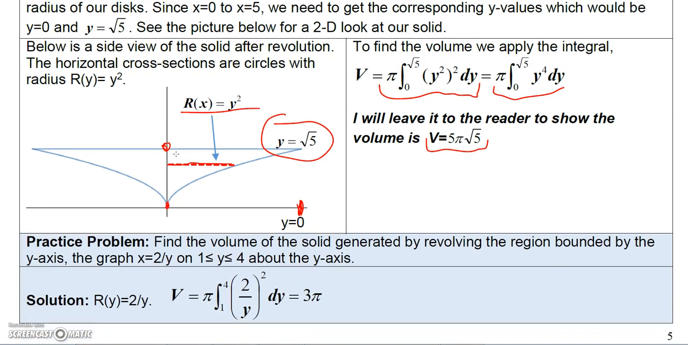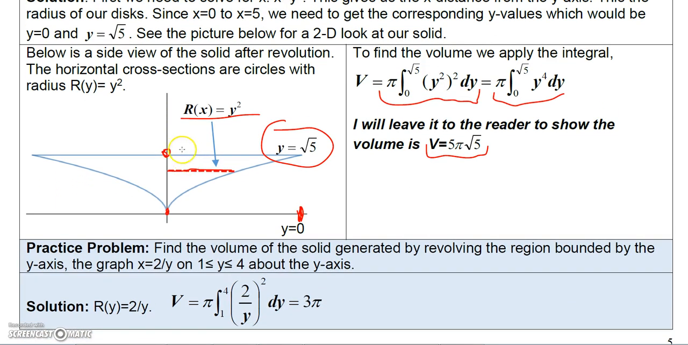And down here's a practice problem. If you want to do a practice problem, you can pause the video and try to work it. I gave you the actual formula and the answer there as well.